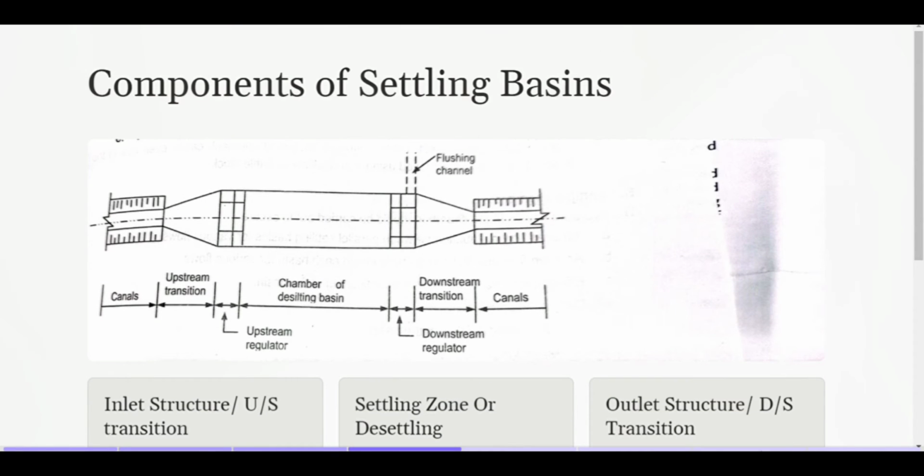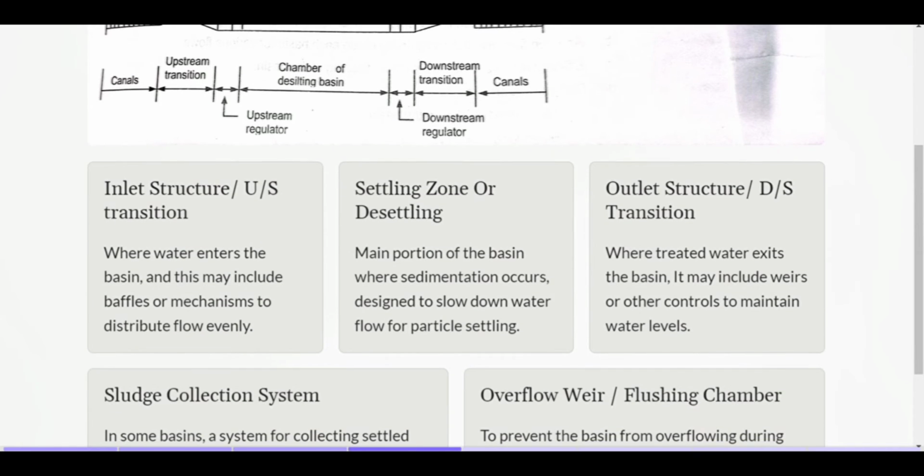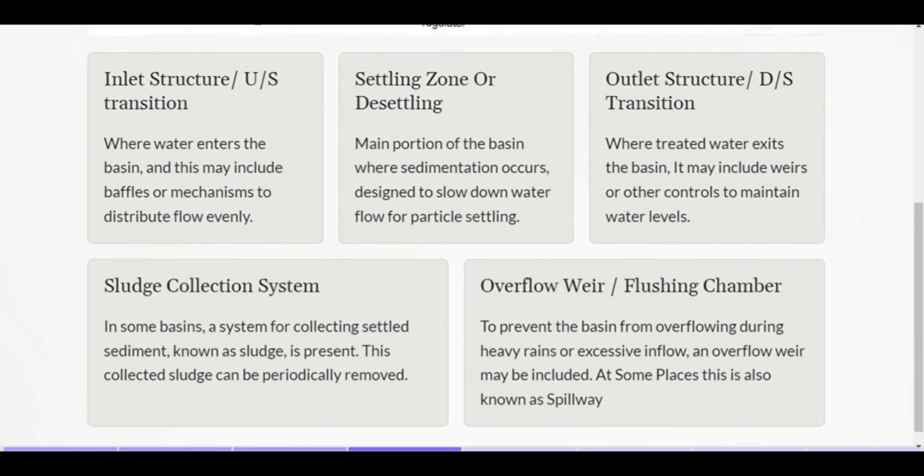Components of settling basins: inlet structure, U.S. transition. Where water enters the basin, and this may include baffles or mechanisms to distribute flow evenly. Settling zone. Main portion of the basin where sedimentation occurs, designed to slow down water flow for particle settling. Outlet structure, D.S. transition. Where treated water exits the basin, it may include weirs or other controls to maintain water levels.